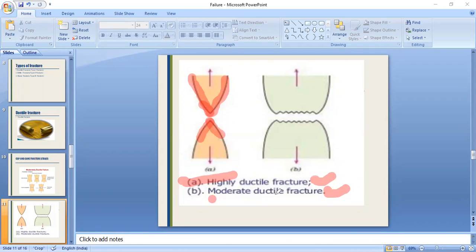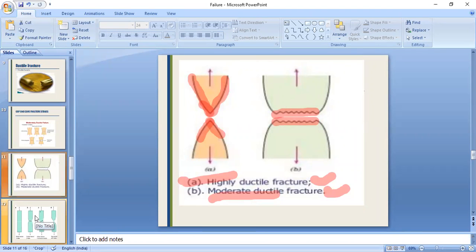In moderate ductile fracture, the tip of the material is not sharp; we can say it is just flat compared to the highly ductile fracture. So that type of fracture we will call a moderate ductile fracture.